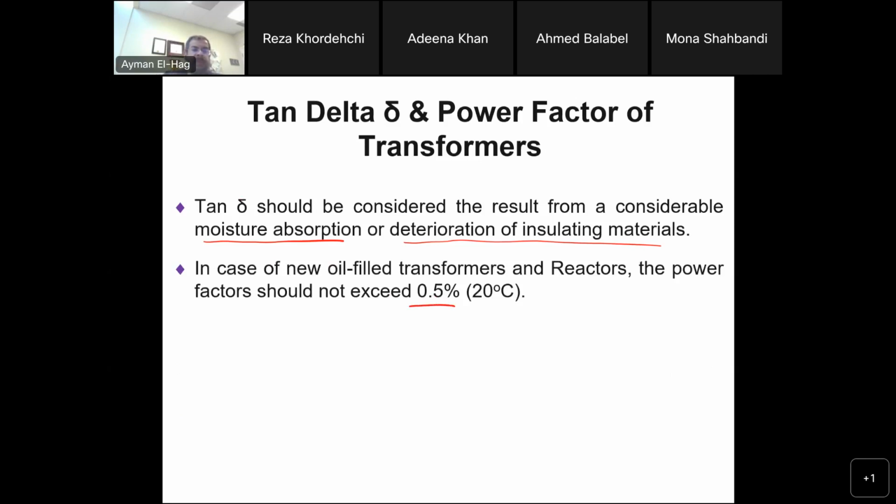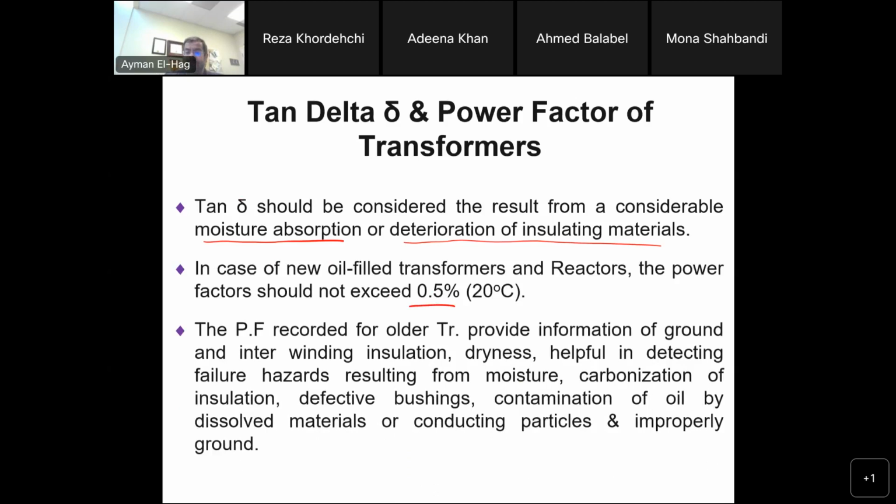centigrade. Now, as transformers age with time, as I said, the value can increase, and this could be an indication of insulation deterioration, because as a transformer ages in the field, and we are talking about field testing, it will start to absorb moisture, okay? And the water content in the oil and the water content in the insulation will start to increase.